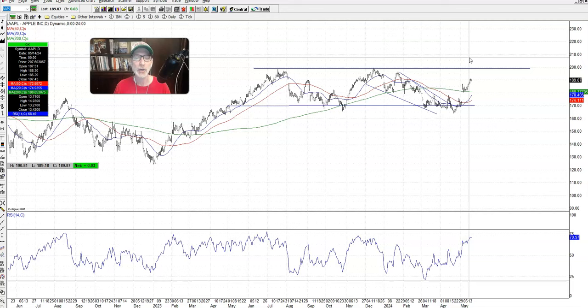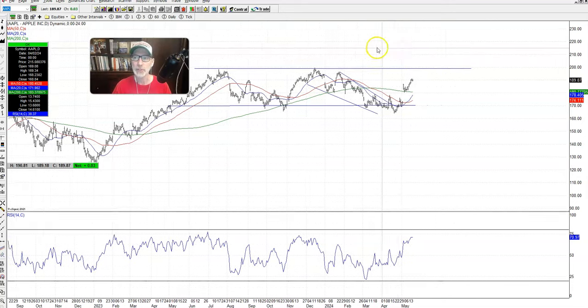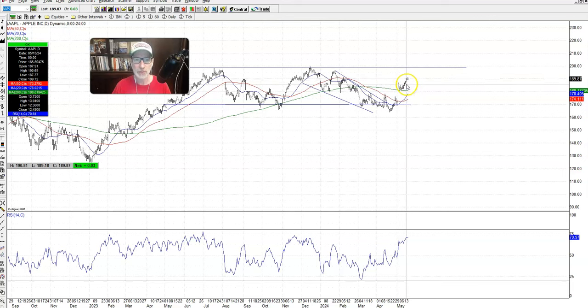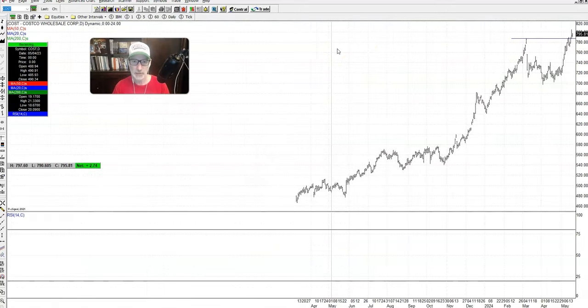So that's why we like to sell options, because it takes away the burden of trying to figure out the where and the when of the stock move. Okay, so Apple, getting back to being a strong stock. Want to see it get above 200 at some time in the future. Let's take a look at Costco.